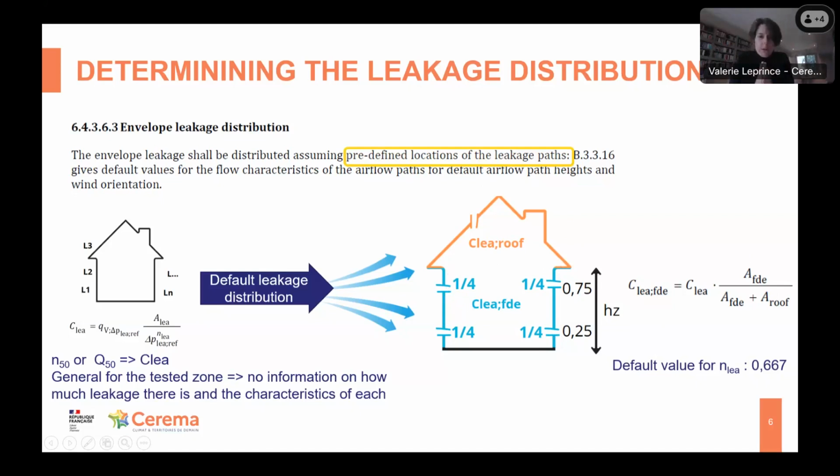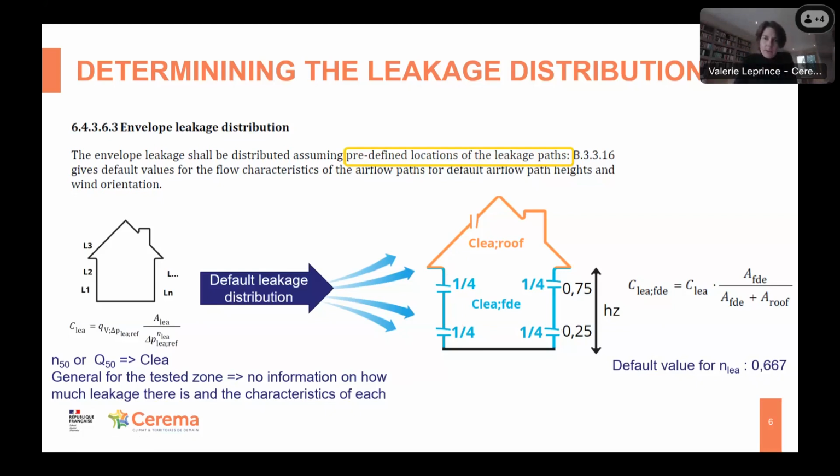So the first assumption that the standard makes is to create a leakage distribution from the measured airtightness, so N50, Q50, Q4, whatever it is. Then it assumes a default value for the leakage exponent, which is always the same, 0.667. This value can be changed, but that's the default value proposed, and it assumes that all the leaks have the same one.